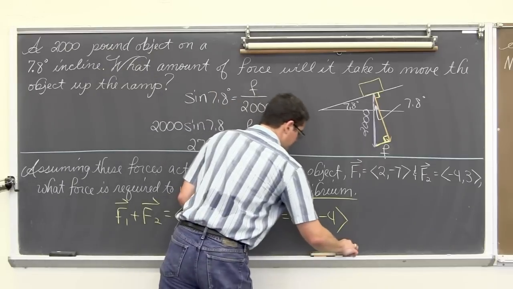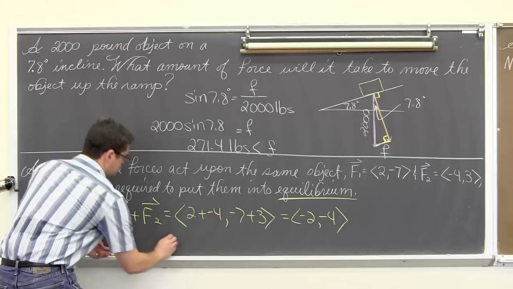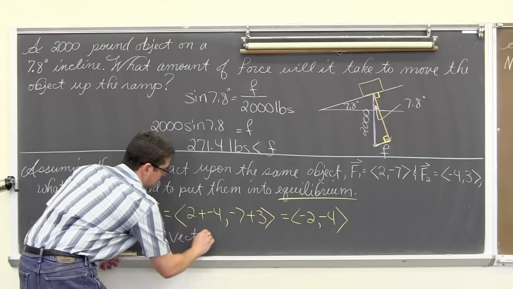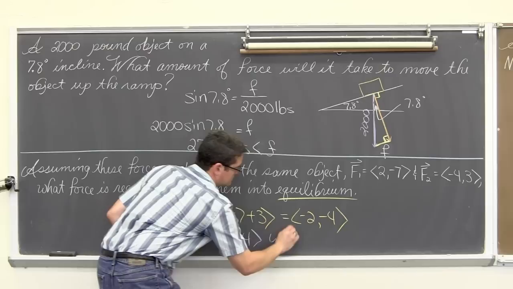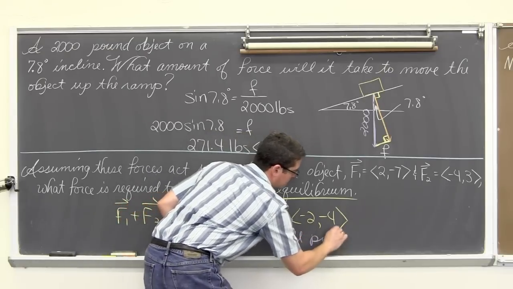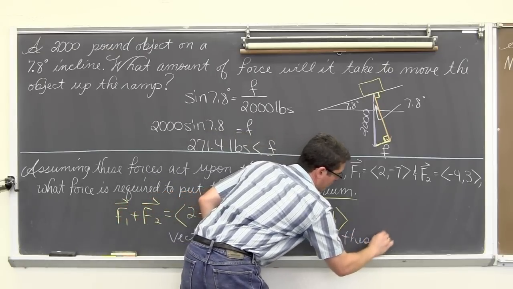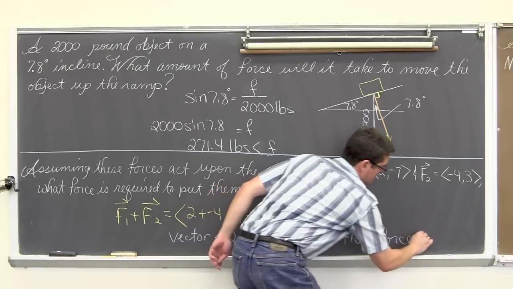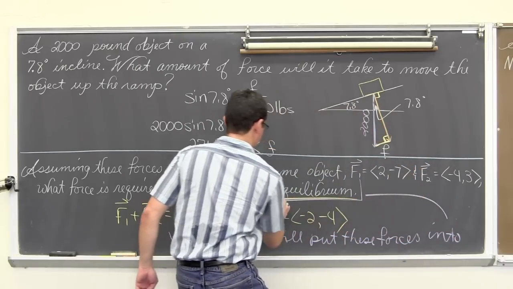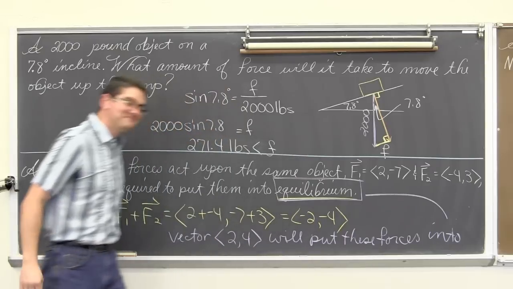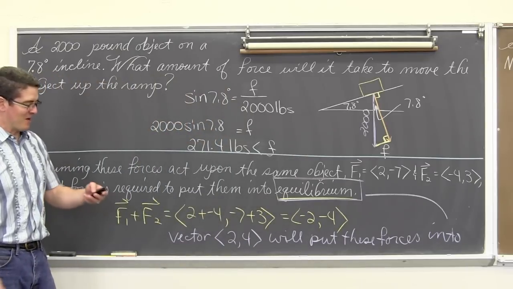So this vector, 2, 4, will put these forces into equilibrium. All right, Mr. True, got one more example.